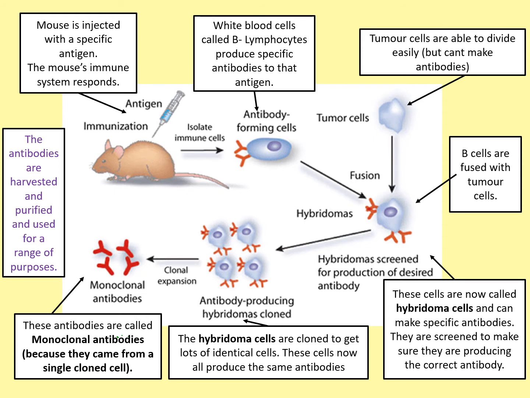They are screened to make sure they are producing the correct antibody, and then the hybridoma cells are cloned to get lots of identical cells. These cells now all produce the same antibody. These antibodies are now called monoclonal antibodies because they came from a single cloned cell. The antibodies are then harvested and purified, and they're used for a range of purposes.